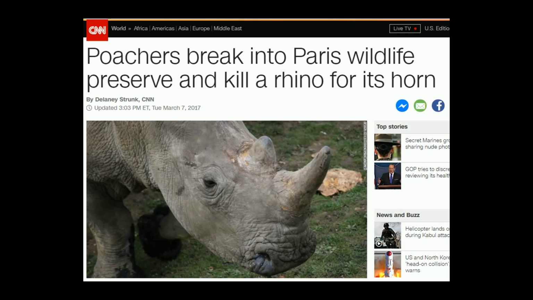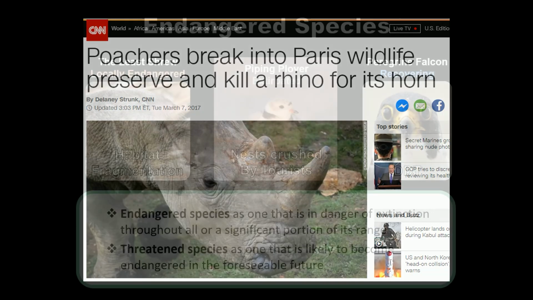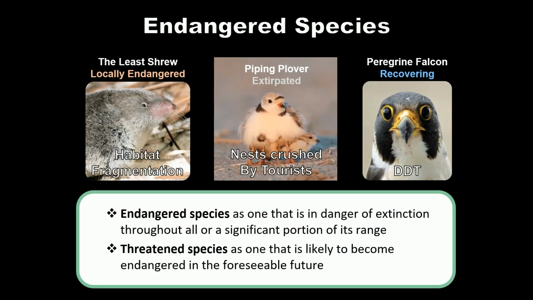So on this next slide, we have 3 species of different statuses that are all from Pennsylvania. One, we have the least shrew, which is a rude name, but it's called the least shrew, and it is locally endangered. It has populations elsewhere, but it is at risk of becoming endangered in our area, and that is due to habitat fragmentation. And if you recall from earlier, habitat fragmentation means that we have built roads and we have built housing complexes and other types of things, cutting the natural habitat, say the forest habitat or field habitats, into smaller and smaller pieces.